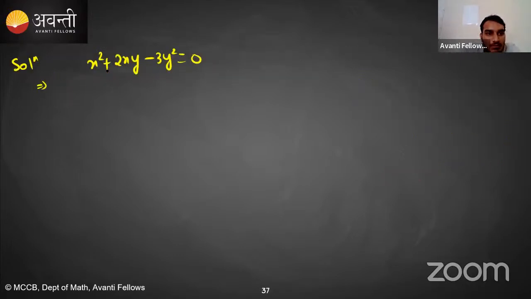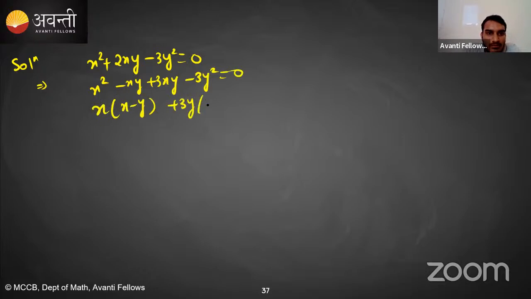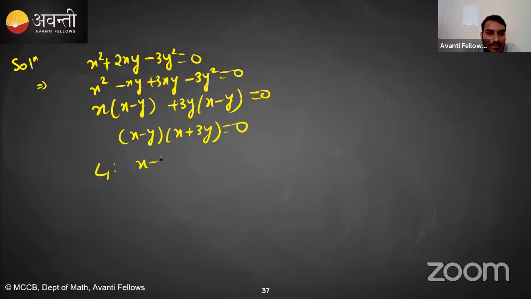Factorize karo. So if you multiply minus 3 into 1, and adding gives 2xy. So x square minus xy plus 3xy minus 3y square is equal to 0. x is common, so x minus y, 3y is common, so x minus y. So this is nothing but x minus y and x plus 3y is equal to 0. So L1 is x minus y is equal to 0. The second line, L2, is x plus 3y is equal to 0. So this curve is representing these two lines L1 and L2.